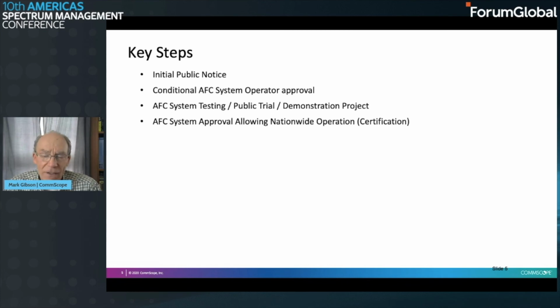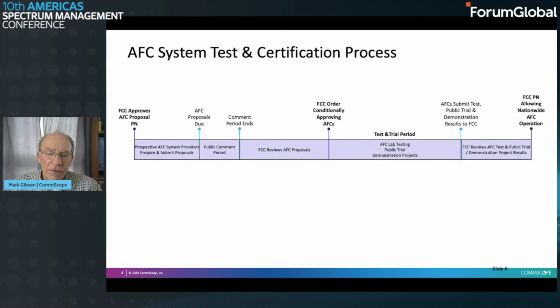I just laid this out in terms of a linear process. You'll see what it looks like linearly. So to the far left, the commission issued the public notice. That's happened. Again, if you see the second milestone there, proposals will be due on November 30th. And then the third milestone is the comment period ends on December 21st. And so there's the time frame within which it takes the commission to review the AFC proposals.